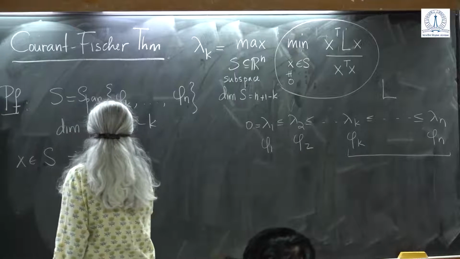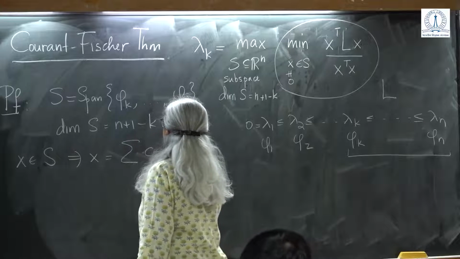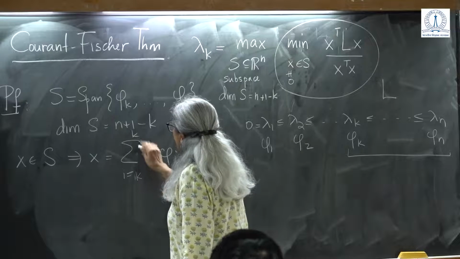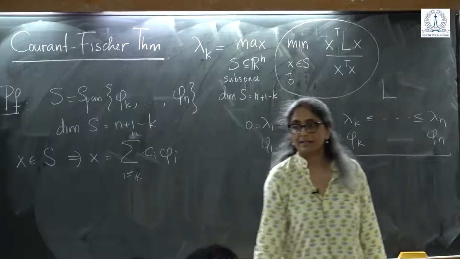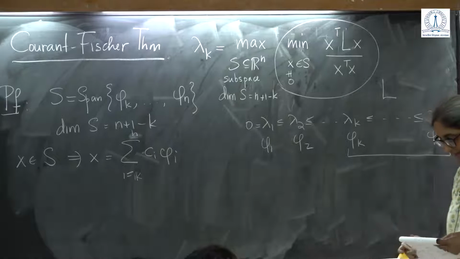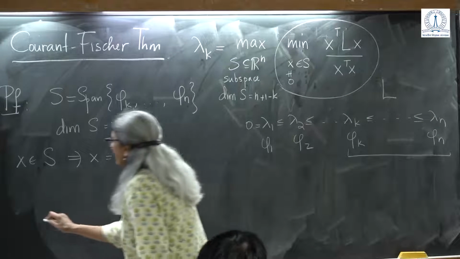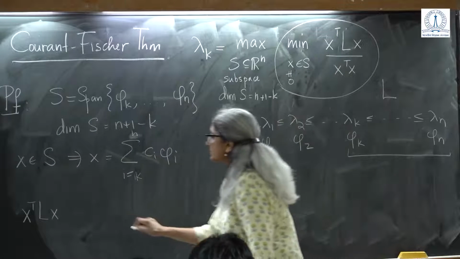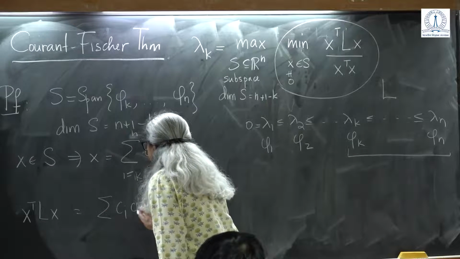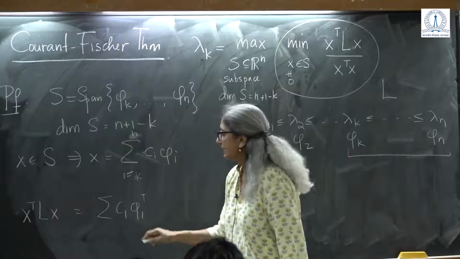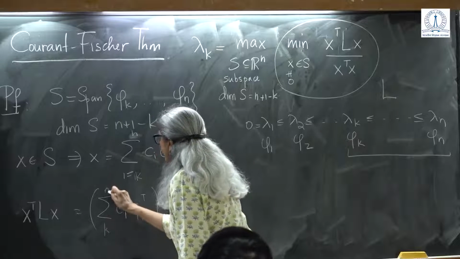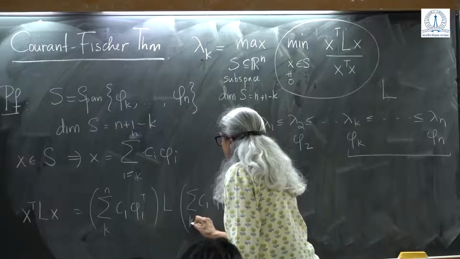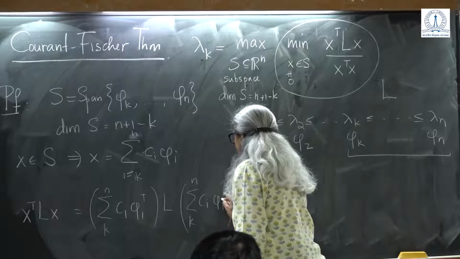So this implies that X is a linear combination, so it's equal to the sum of Ci phi i, where i goes from k to n. Do you agree? So if I pick an X in S, it looks like that. It's a linear combination. So then I can calculate X transpose Lx, right? Let's calculate this. So X transpose Lx is going to be the sum of Ci phi i, but now I have to take the transpose and sum. This goes from k to n, and then I have L, and then I have the sum of Ci phi i, i goes from k to n, and without the transpose.